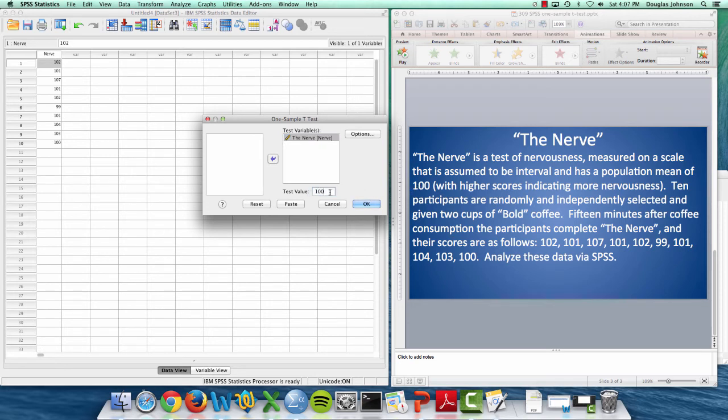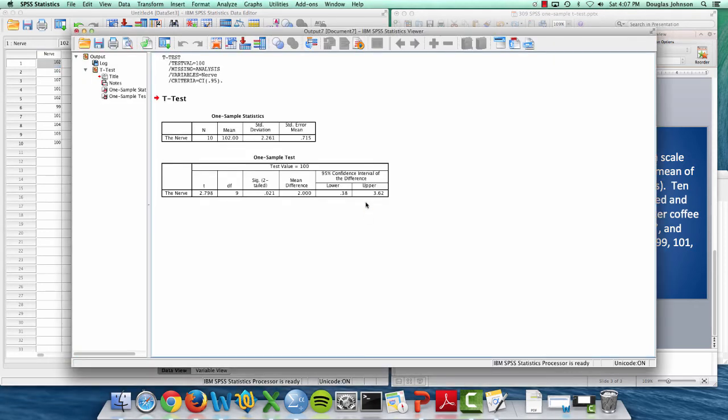Okay? If we had left this at 0, which is the default, you know that's going to be statistically significant than 0 because these scores are all around 102 or so. But in this case, the null is that this particular sample was drawn from a population with a mean of 100, and we're going to test that null. We click OK, and faster than you can do with your calculator, SPSS gives us this beautiful bit of output.